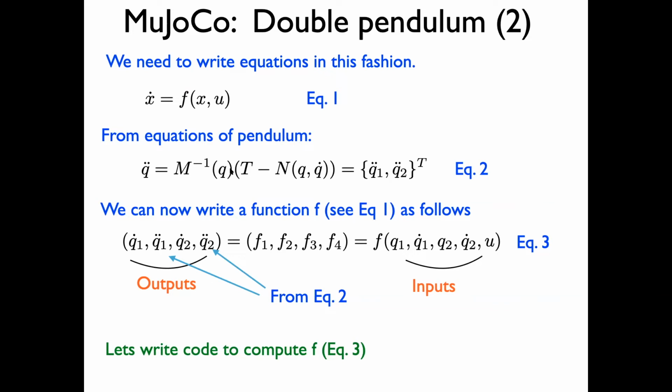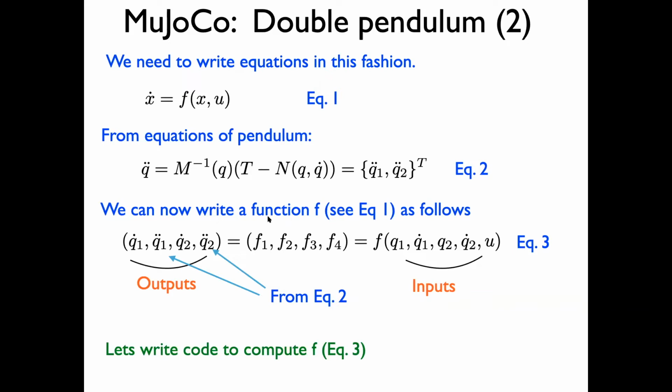Now, in MuJoCo, you have access to M. You can set the torque to whatever you want, and N is available to you. So we can find q1 double dot and q2 double dot as a number, not as a formula.